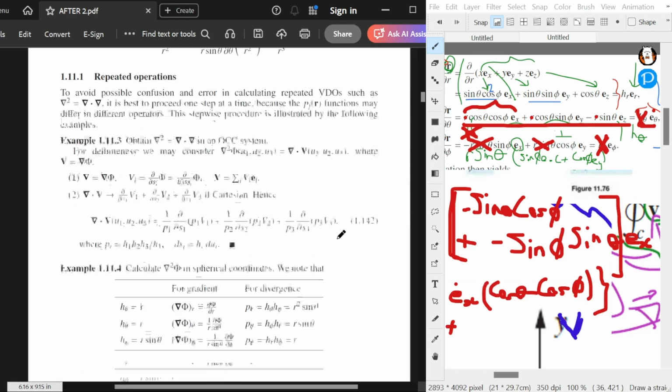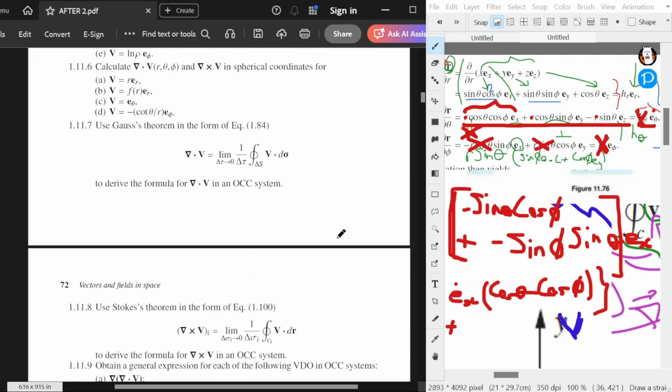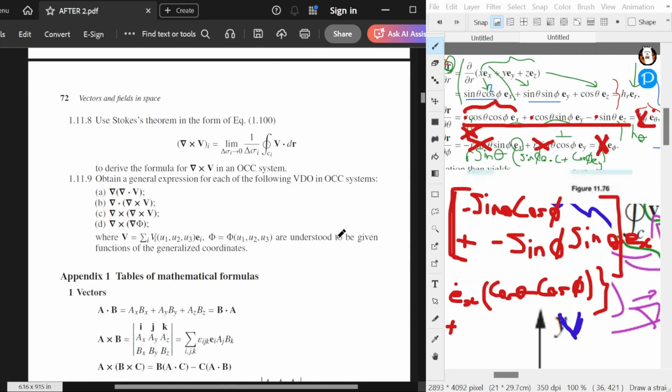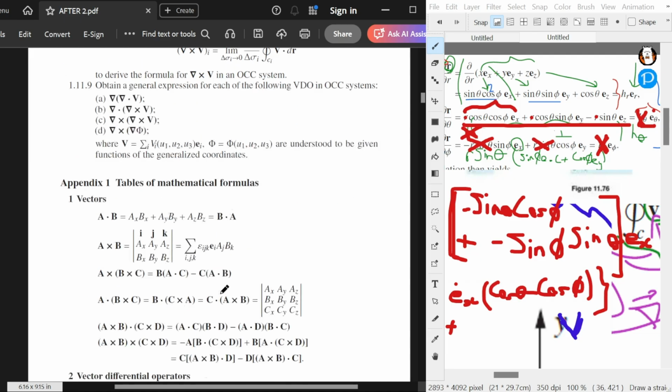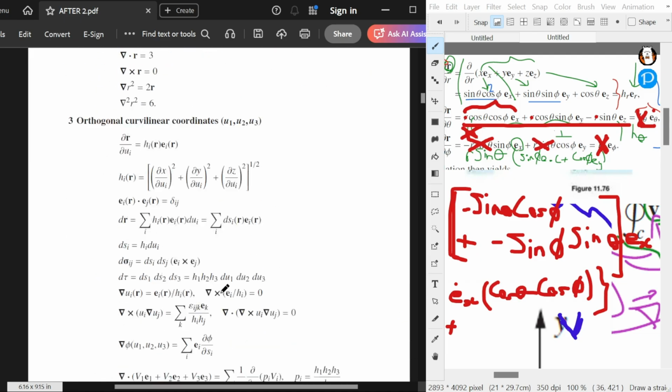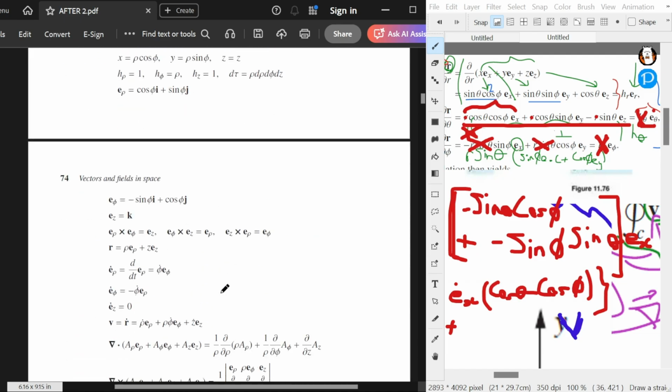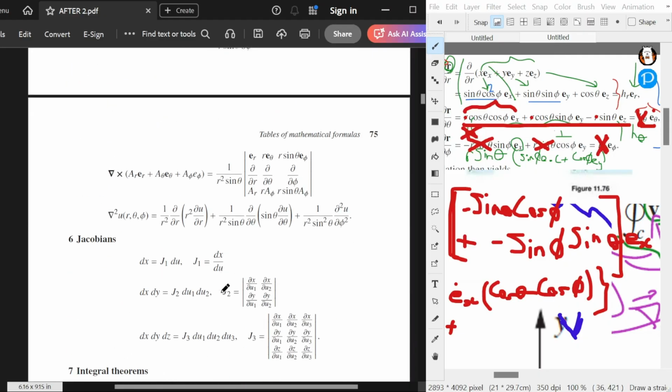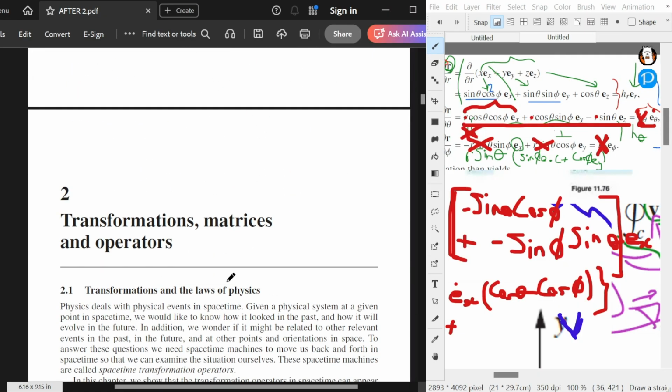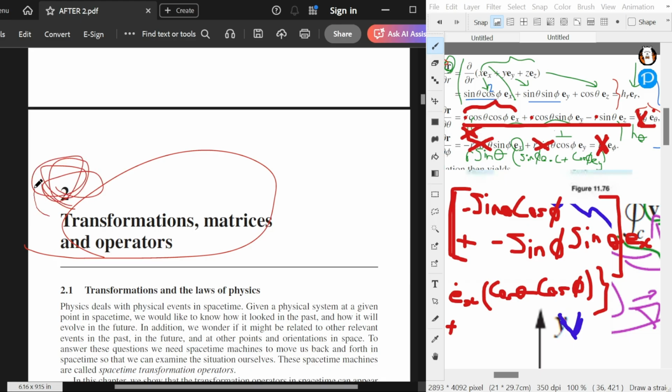Next we have a really long chapter. Oh, the next chapter ends chapter one, I think. What? And then we move on to matrices. So next stream I should finish chapter one and then matrices.